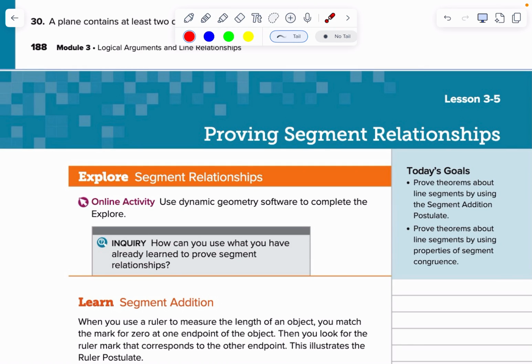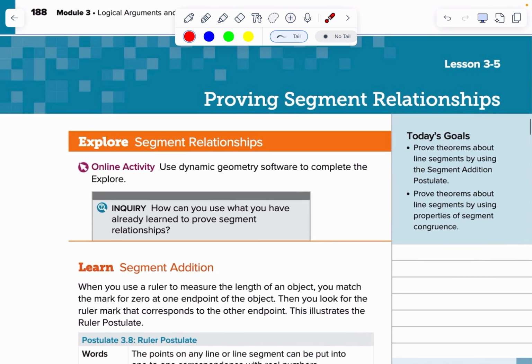Okay, Otto, this is 3-5. This is proving segment relationships. We should get done with this in class today. Just one day for this section. By the way, 3-5 is halfway through the chapter.